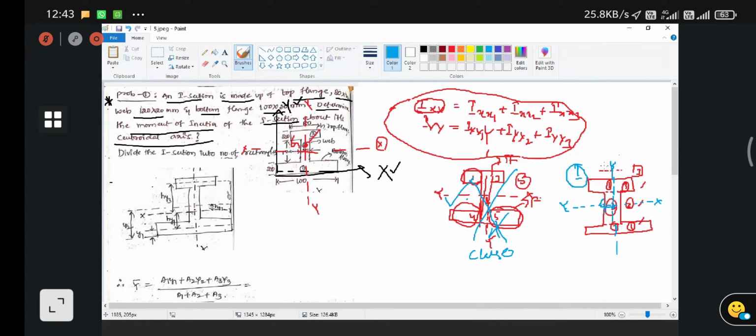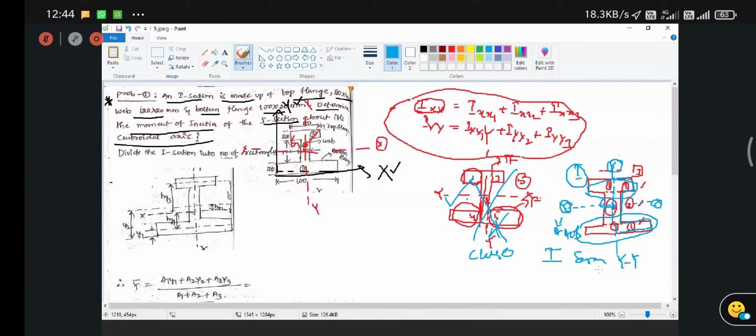But if you take about the x axis, this portion is not equal to this portion. Okay, that's the reason we are not going to get the exact geometry. So the x axis is not going to be called an axis of symmetry.